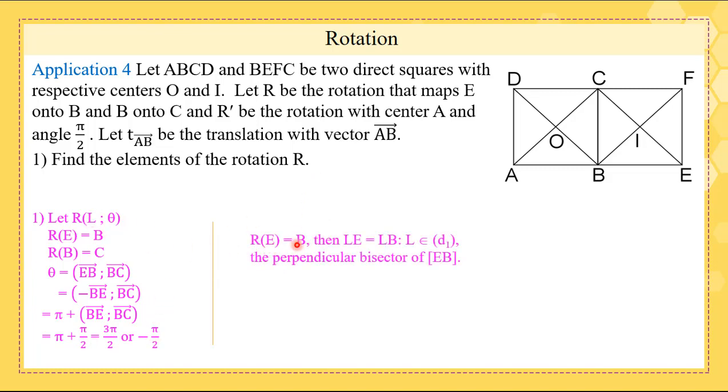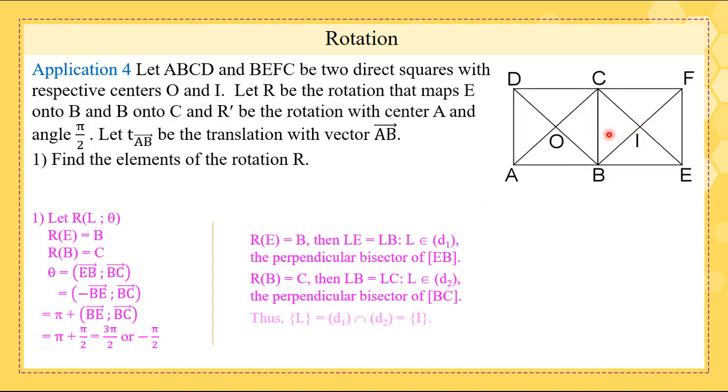Since R of E is equal to B, then LE is equal to LB. Then L belongs to the straight line D1, which is the perpendicular bisector of the segment BE. And since R of B is equal to C, then LB is equal to LC. So L belongs to D2, which is the perpendicular bisector of the segment BC. So we can deduce that L is the point of intersection of D1 and D2, which is the point I.